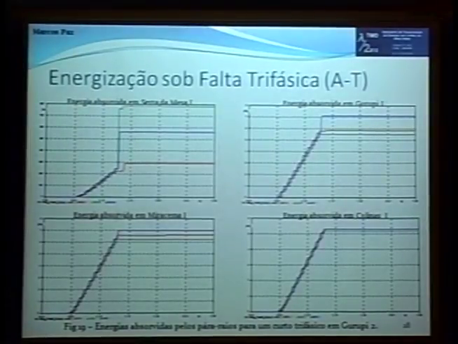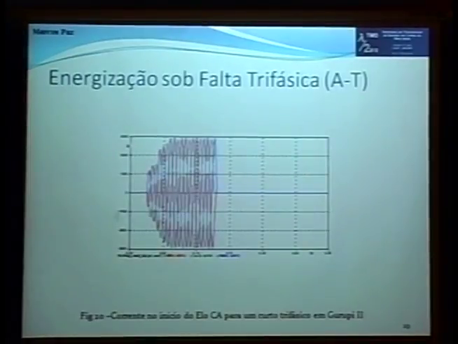Just to visualize the behavior of the surge arresters, here you can see the absorbed energy on each of them. On the surge arresters in Serra da Mesa, where the circuit breaker is located, and here the work of the surge arresters in Gurupi, Miracema, and Colinas, becoming closer to the limit value of the surge arresters' supportability.